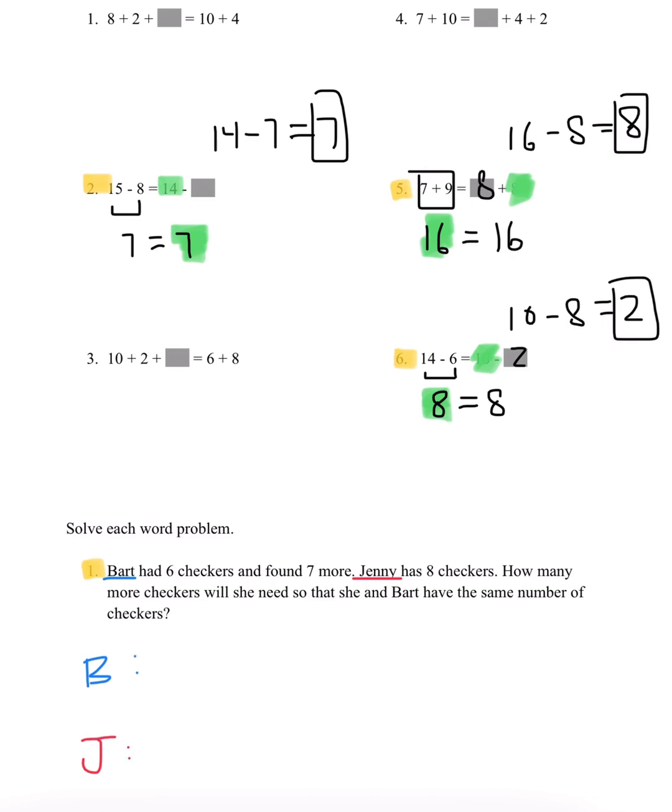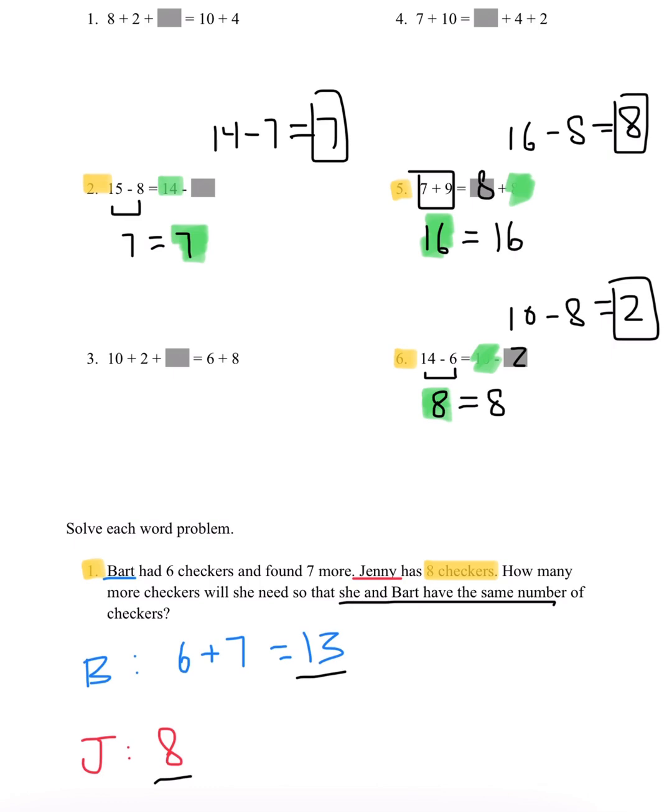So let's do Bart first. So Bart has 6 checkers and found more. So it's plus 7, which is 13. But Jenny has 8 checkers. So she only has 8. And it tells us how many more checkers she will need so that she and Bart have the same number. So we see that Bart has more clearly, his is 13, and Jenny's is 8.